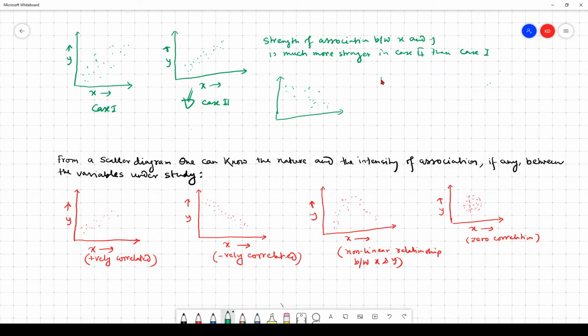So these are negative correlations. As x increases, y decreases. Both cases are examples of negative correlation, but here we say that case 4 is stronger than case 3. Okay. So from a scatter diagram, we can say not only the direction of the linear association between x and y, we can also say the strength of the association between x and y.